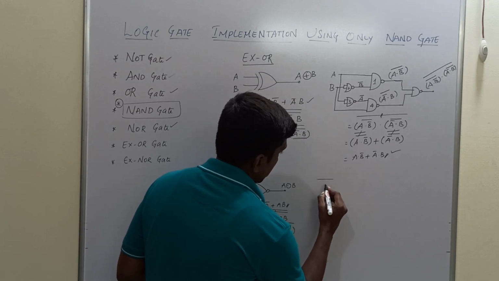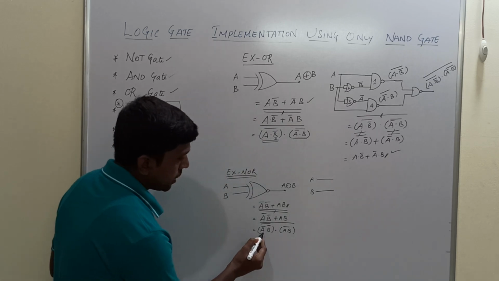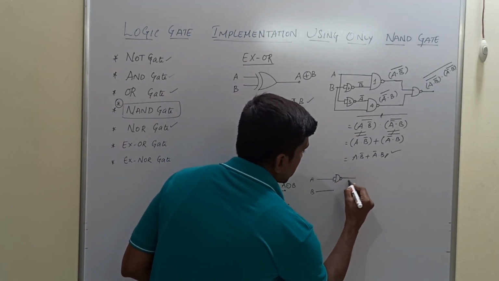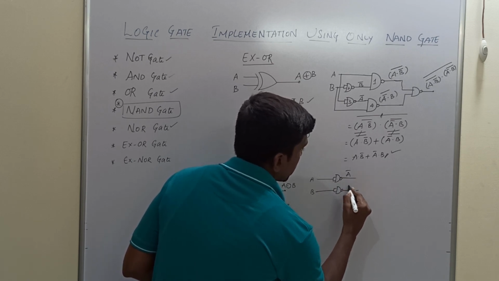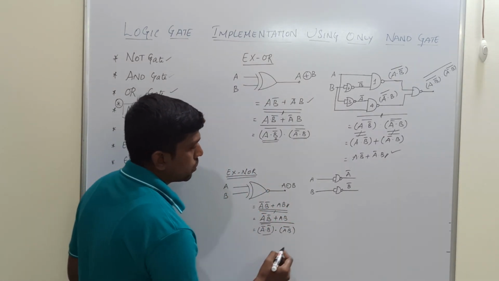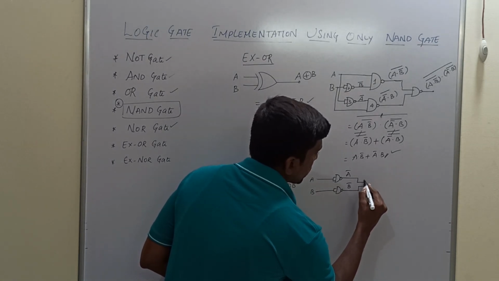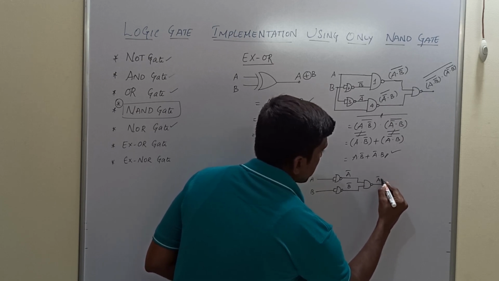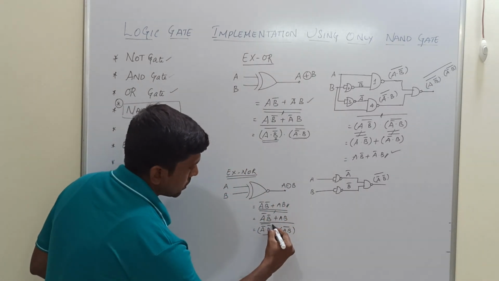So the actual inputs are A, B. Now I need A bar and B bar. So I am using two NAND inverters. The outputs of the NAND inverters are A bar and B bar. Then take the product of these two variables. So these two outputs are connected to the third NAND gate. So the output of the NAND gate is A bar dot B bar the whole bar. So we obtain this term.